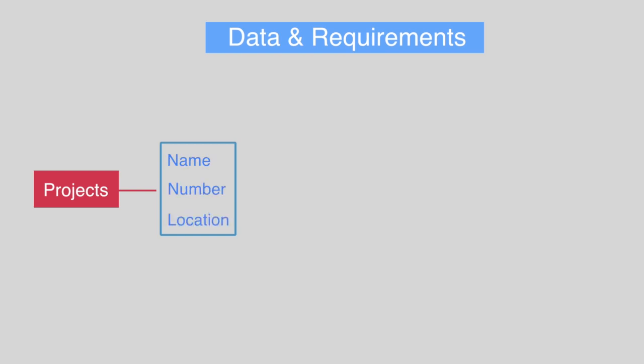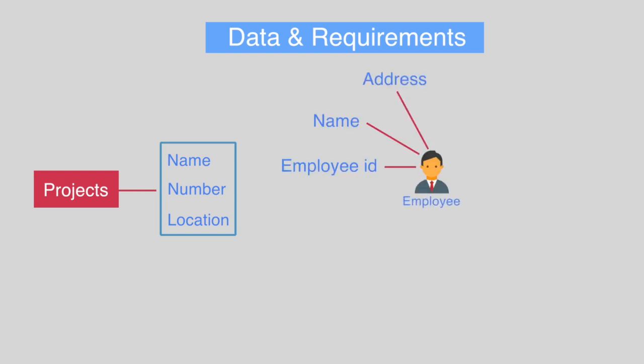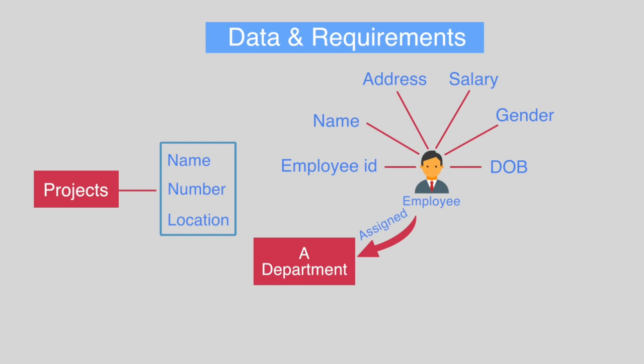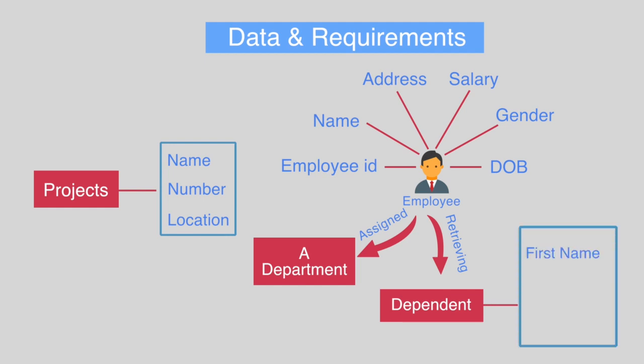Each employee's database contains the employee's identification code, name, address, salary, gender, date of birth, etc. Furthermore, an employee should be assigned to only one department. But the employee can work on several projects of different departments. Retrieve dependent information of each employee for insurance purposes, that is, including each dependent's first name, sex, date of birth, and relationship to the employee.